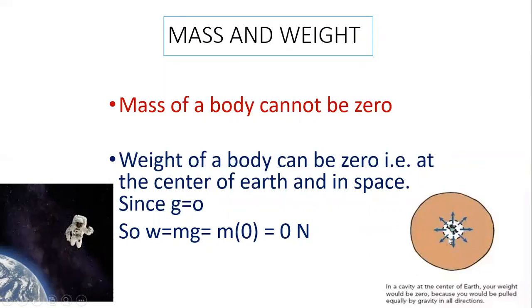However, at the center of the earth, let's see. Suppose you are moving to the center of the earth. There are three layers: crust, mantle, and core. This is the core part. So you are inside the earth at the core, at the center, and your weight would be 0 here. Why? Because you would be pulled equally by gravity in all directions. That is why the value of g is going to be 0.